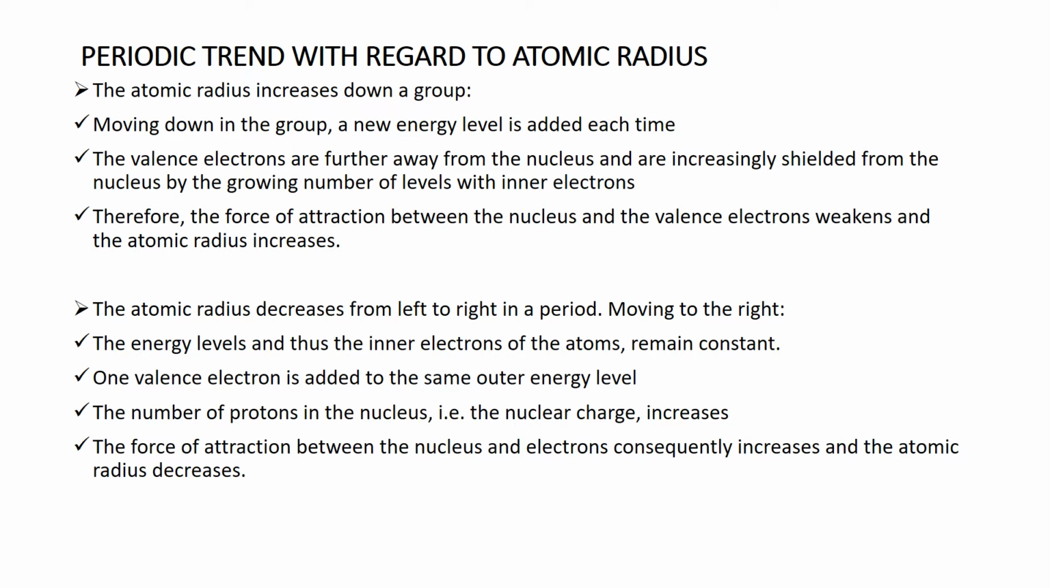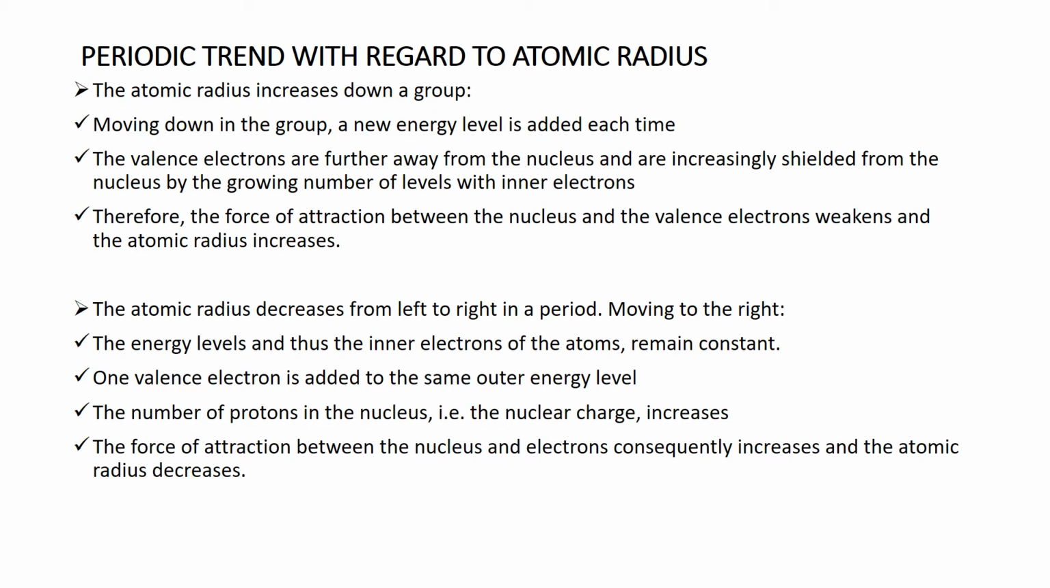And so if the valence electrons are shielded, the force of attraction between the nucleus and the valence electrons, because they are very, very far from each other, will be weak. And so the atomic radius will increase. So if the force of attraction between the nucleus and the valence electrons is weak, then the atomic radius will increase. And if the force of attraction between the nucleus and the valence electrons is strong, then the atomic radius will decrease.